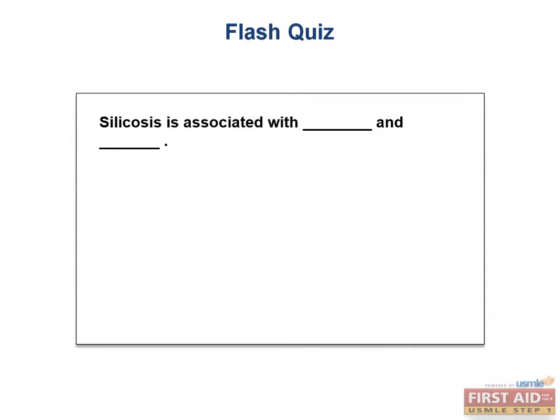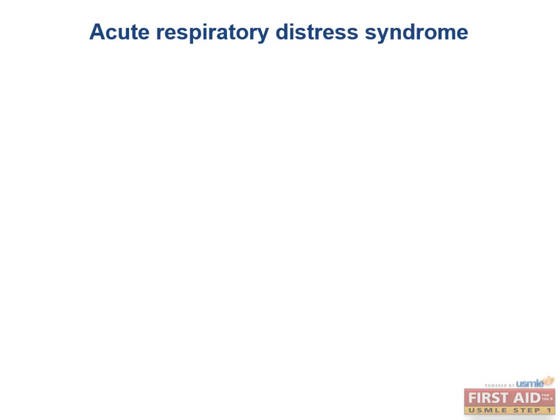Let's do a flash quiz. Silicosis is associated with blank and blank. The answer is bronchogenic carcinoma and tuberculosis.